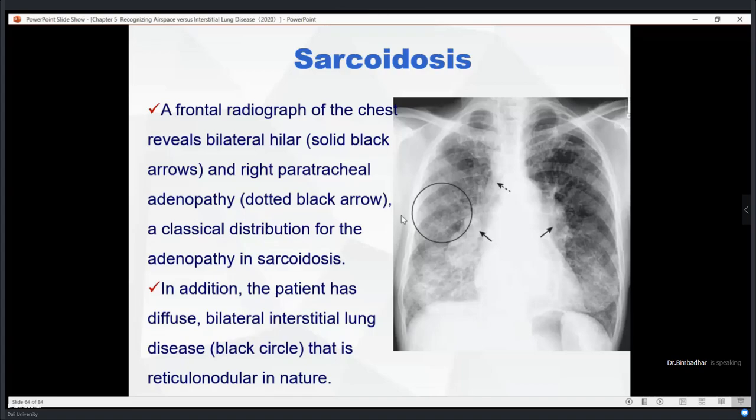Now, let me ask you a question. What are the risk factors of tuberculosis? What did you learn in your basic classes? What are the risk factors of pulmonary tuberculosis?